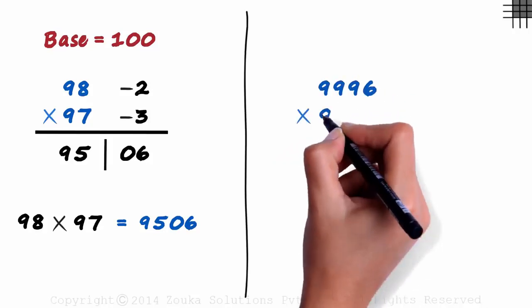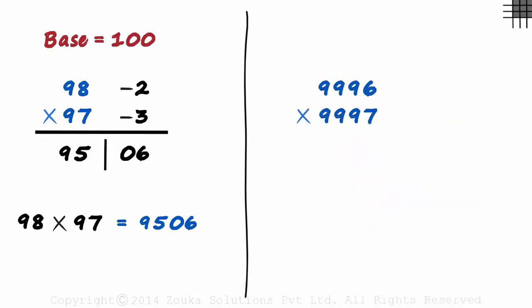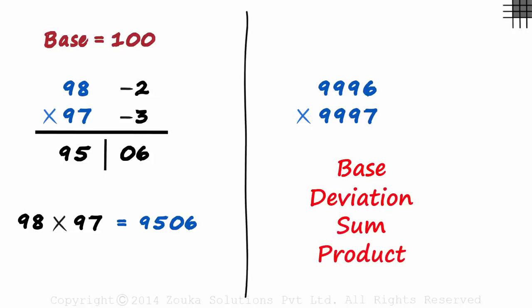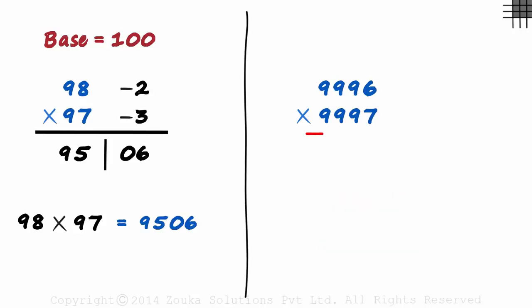9996 times 9997. Why don't you try this? Remember the 4 simple steps. Find the base, find the deviation, find the sum and find the product. I give you 10 seconds.